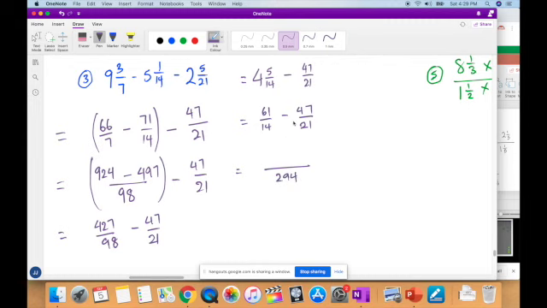And now we could cross multiply. 61 times 21 is equal to 1281, minus 47 times 14 is equal to 658, and therefore that is 1281 minus 658 is equal to 623 over 294. And can that be reduced? 623 over 294. It could be reduced.